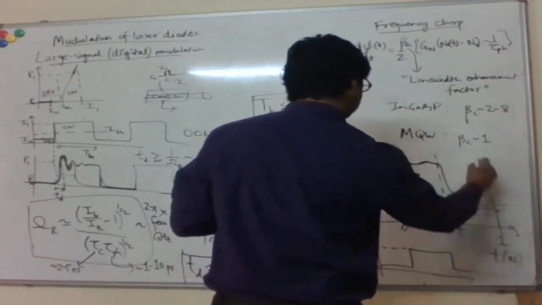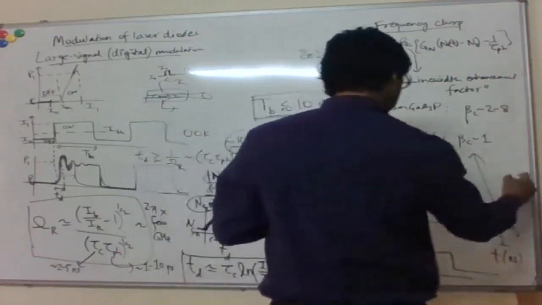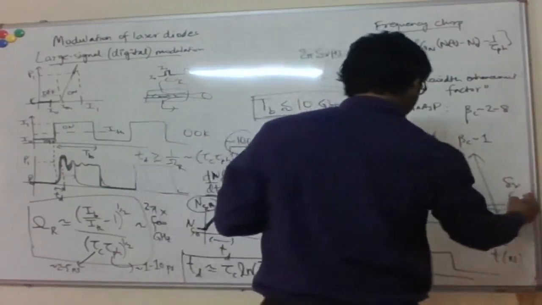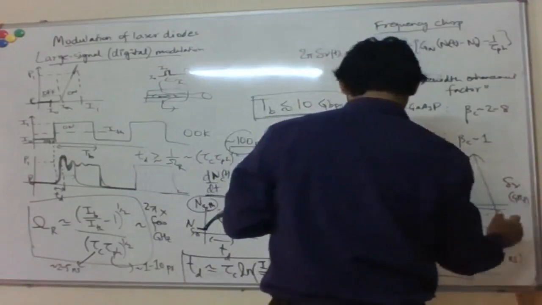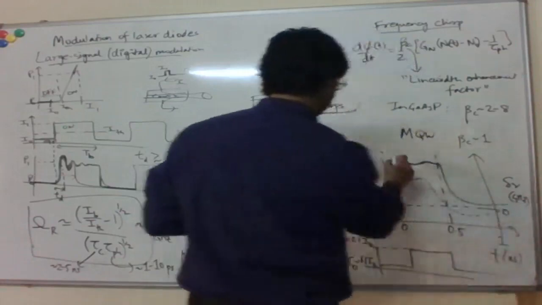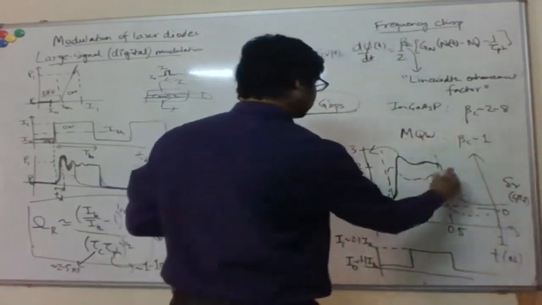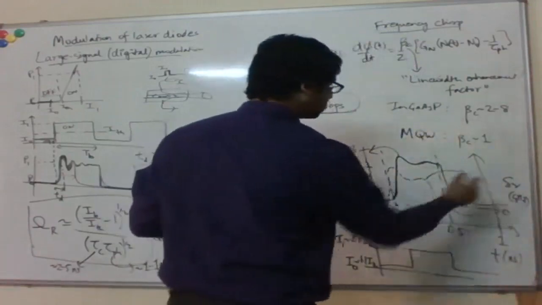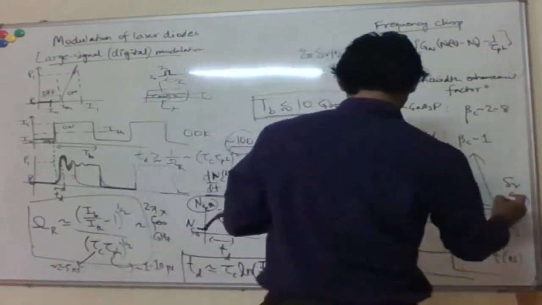So maybe I plot it on this side. This is the frequency shift in gigahertz, let's say. Okay, so this is 0. So this corresponds to this, and then this dotted line corresponds to the right-hand side scale.